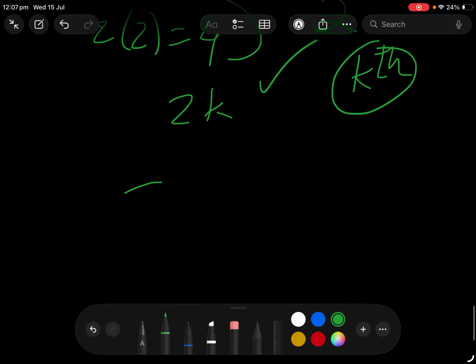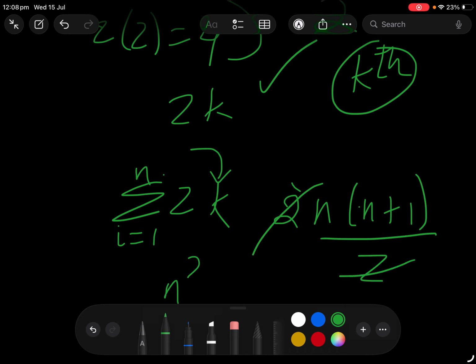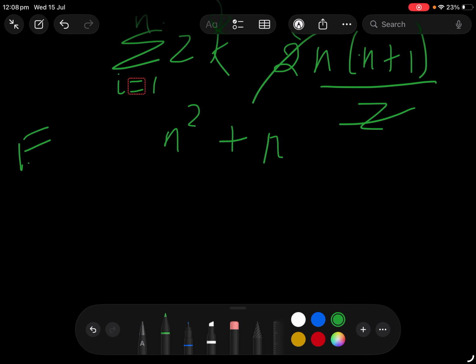Let's apply the same formula for all the even numbers from 1 to n, 2k. So 2 will be taken out, and we'll apply the formula on k. So it will become 2 into n into n plus 1 by 2. 2 and 2 cancel. It is n square plus n. This is the case for even.